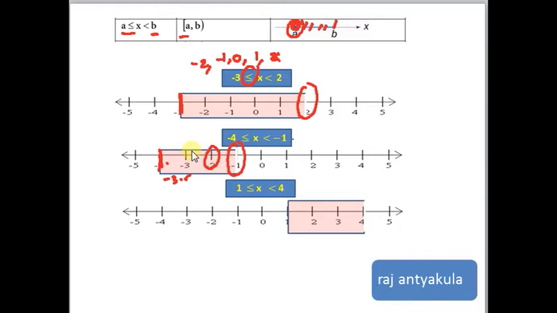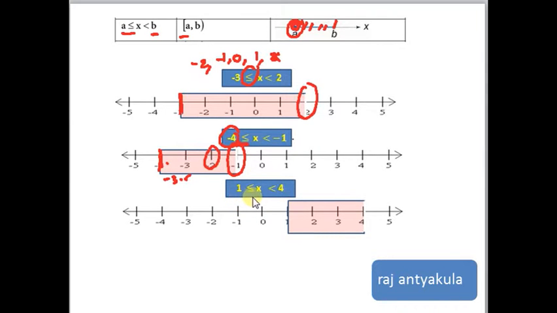X can take -2.5. X can take -3.1 and so on, but it can't take -1. So x can take any value that lies in between -4 and -1. -1 is not included and -4 is included because the equal to symbol is there here.